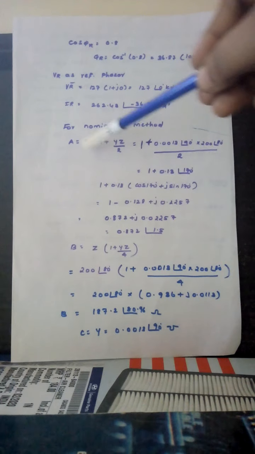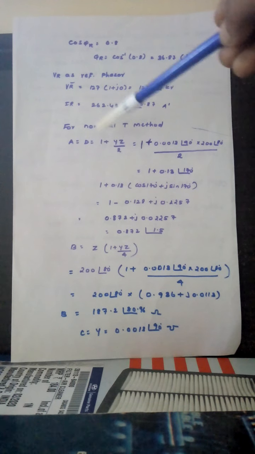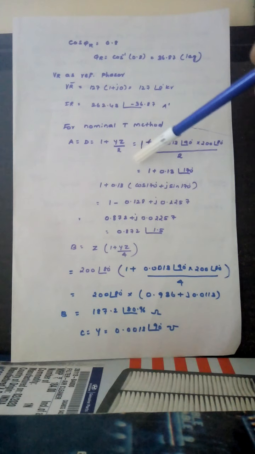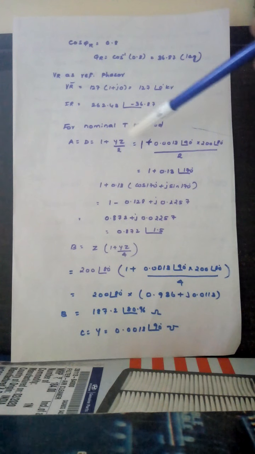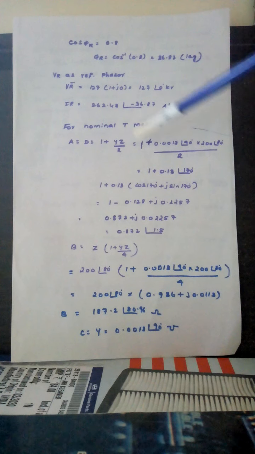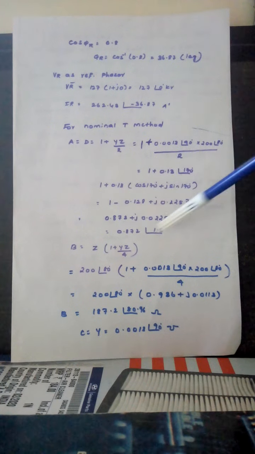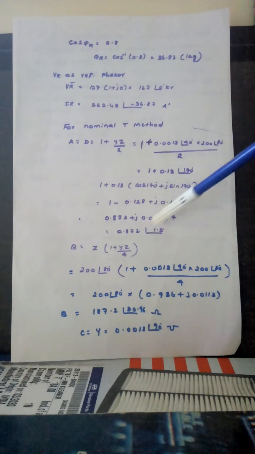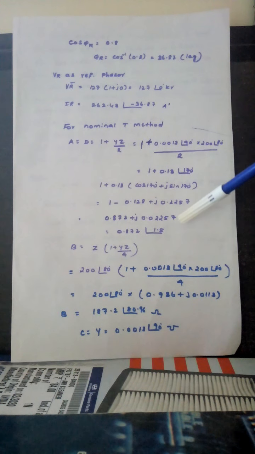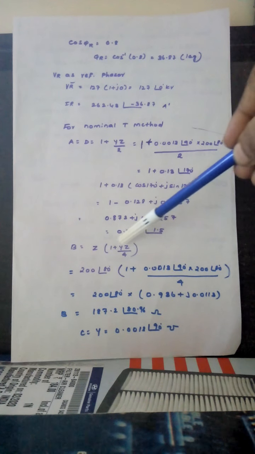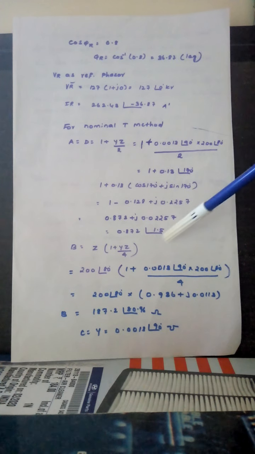Now we have to find the constants A, B, C, D. We know the formula: A equal to D equal to 1 plus YZ by 2. The shunt admittance and series impedance are known, so substituting here we get 0.872 plus j 0.02257, and converting into polar form we get 0.872 at an angle 1.5.